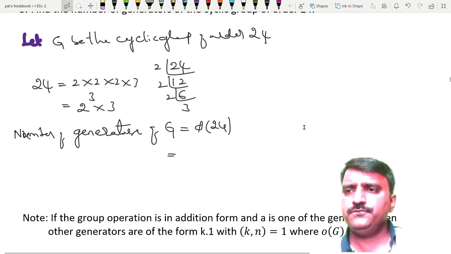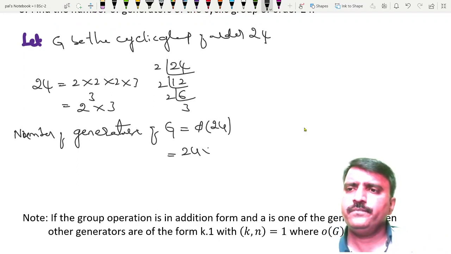So phi of 24 is equal to 24 into 1 minus 1 by p1.